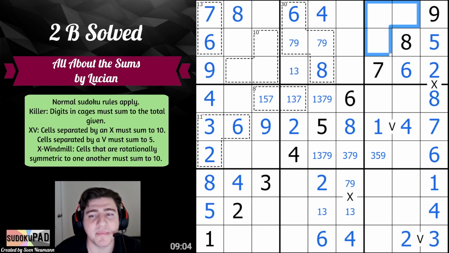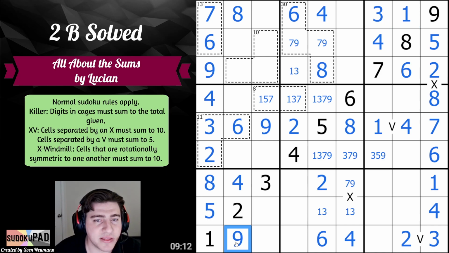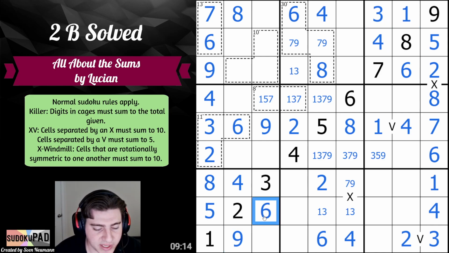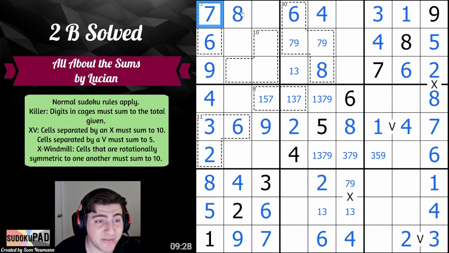Here, if we think about this triple, we're missing 1, 3, 4. This has to be 1, this has to be 4, this has to be 3. Same token, this has to be 9, this has to be 6, and this has to be 7. 4 now gets pushed into this part of the cage. And that's helpful because the 10 cage can't use 6, 7, 8, or 9.